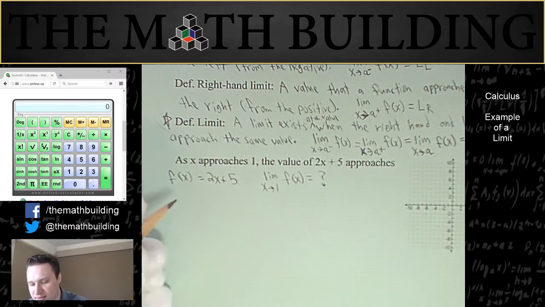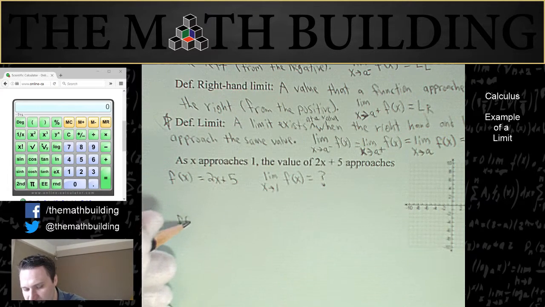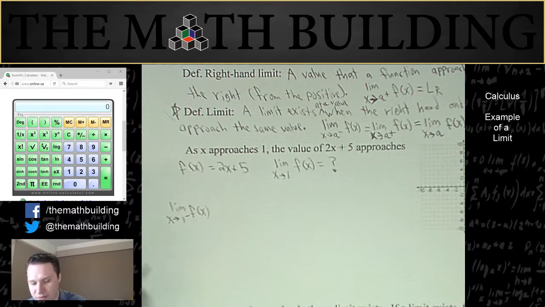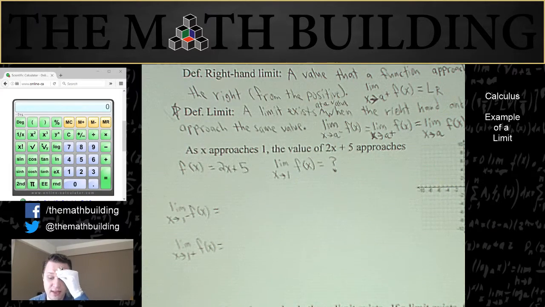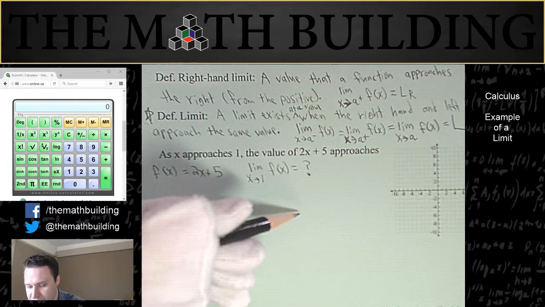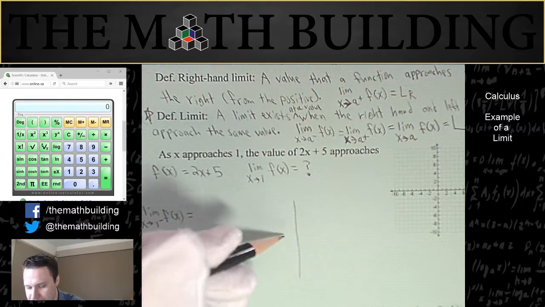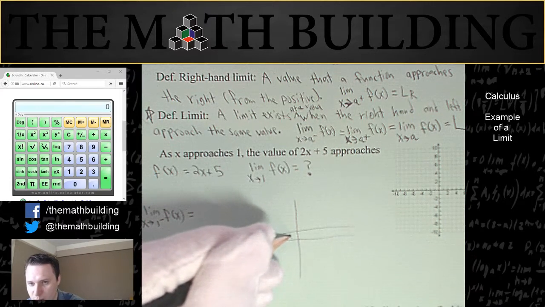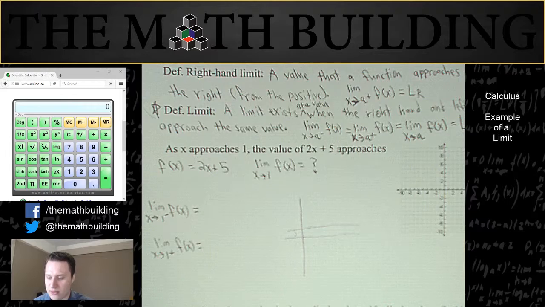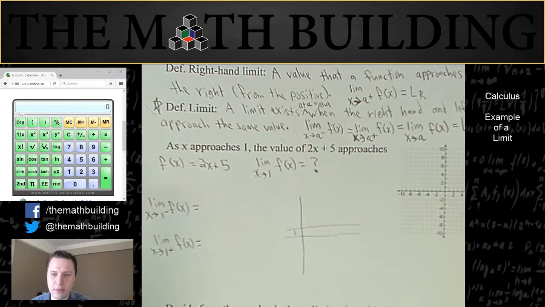So let's find out what is the limit as we approach from the negative side. What is the limit as we approach 1 from the negative side? And what is the limit as we approach 1 from the positive side? To do that, we're going to look at a table. So I'm going to make a little table, and right here in the middle of the table, I'm going to put the number 1.